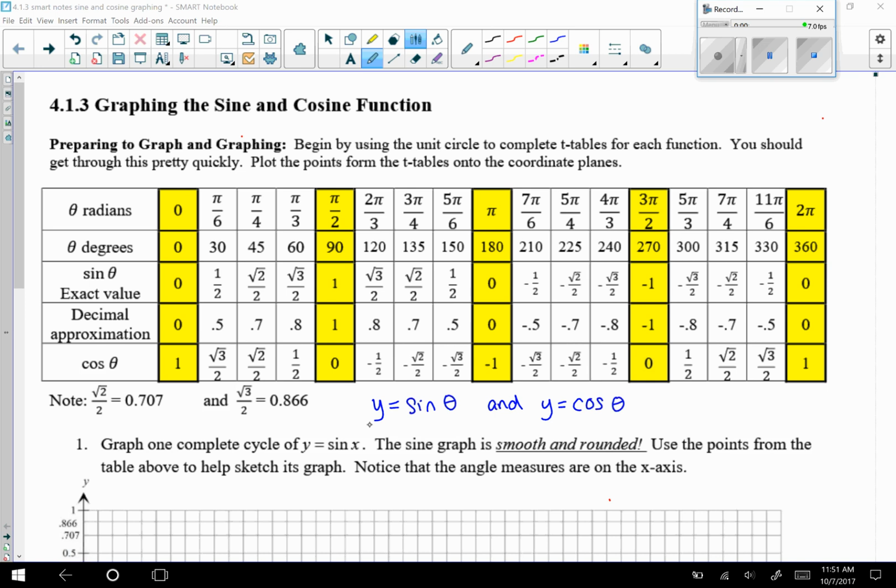So if we're thinking about y equals the sine of theta, theta would be your x values, and your y values would be the sine of whatever it is that you're taking. The sine of 0 is 0, the sine of pi over 6 is 1/2, the sine of pi over 4 is root 2 over 2, pi over 3 is root 3 over 2, the sine of pi over 2 is 1, and so on. And right here we have all the decimal values for each of those functions.